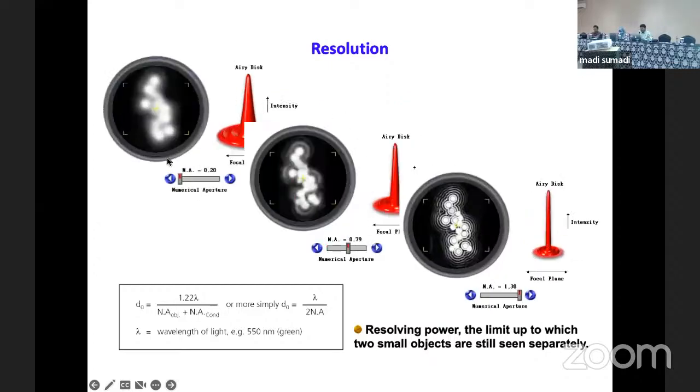So you see here, when you open the numerical aperture completely, the airy disk is completely open, the intensity is very high, and you see the structures are very blurred. When you put the numerical aperture in the middle, note 0.79, you can see the structures a little bit clearer. And when you completely increase the numerical aperture, it means you collect all the light, and you can see the individual structures very clearly. This is the resolving power.